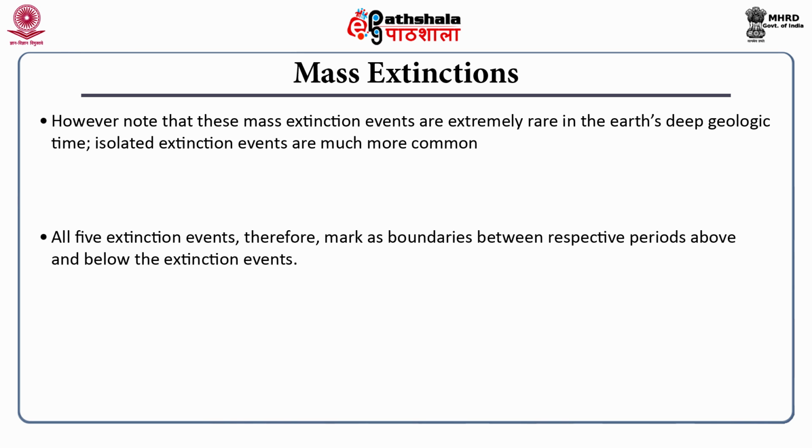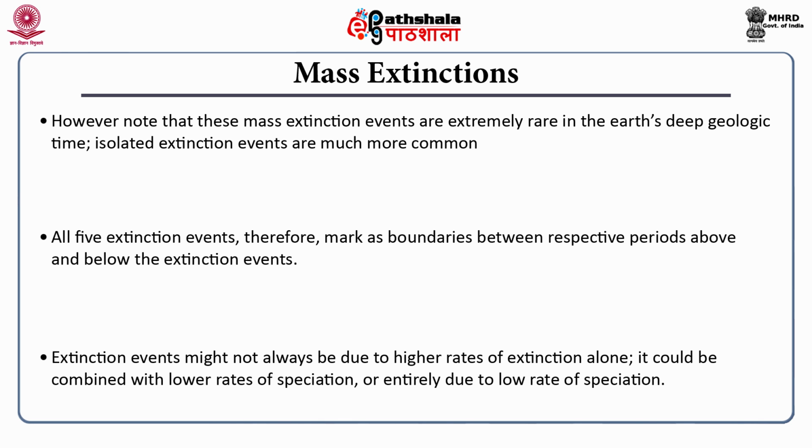All 5 extinction events therefore mark the boundaries between the respective periods above and below them. Most of these extinction events are marked in the rock layers, one above and one below, so you can see a drastic difference between the layers over the extinction events. Extinction events might not always be due to higher rates of extinction alone, so let the name extinction event not be confusing to you.